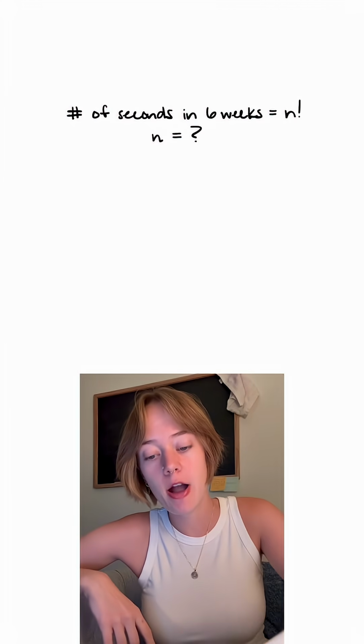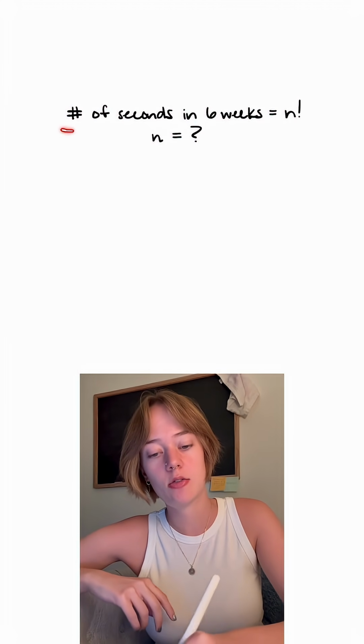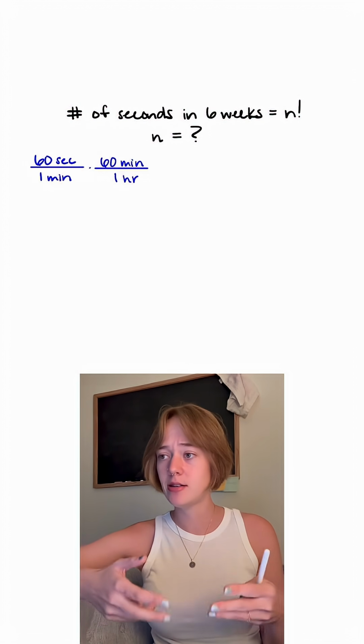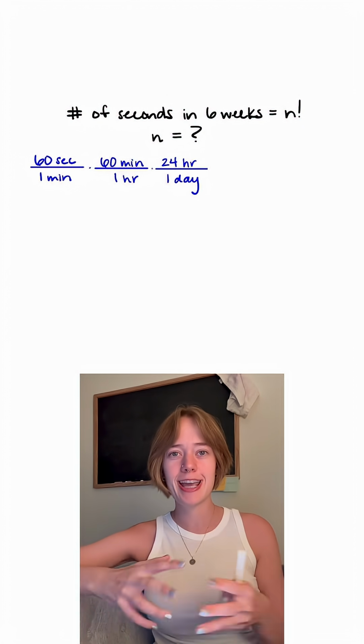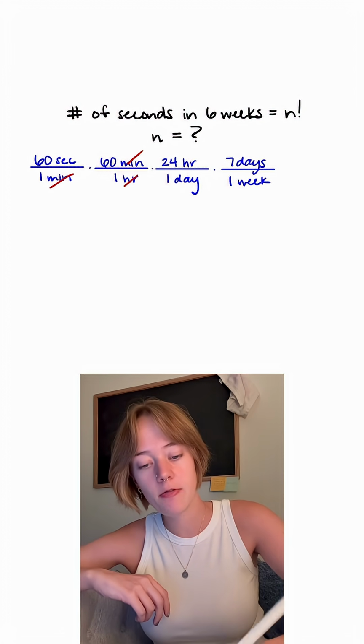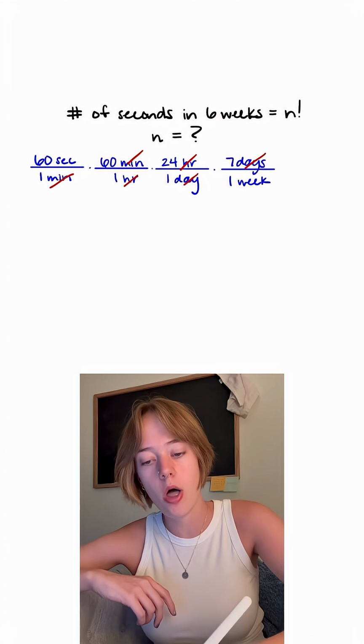So we're trying to figure out how many seconds are in 6 weeks. So we've got to do some converting, right? But we know that there are 60 seconds in 1 minute, 60 minutes in 1 hour, 24 hours in 1 day, and 7 days in 1 week. So this is going to give us, with canceling, effectively how many seconds are in 1 week, right?